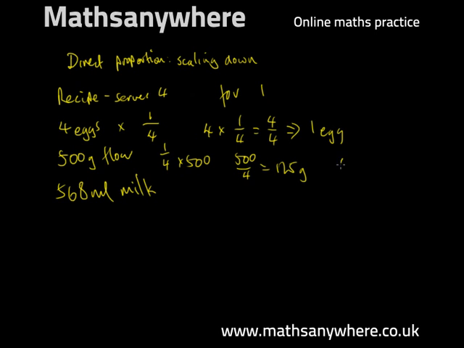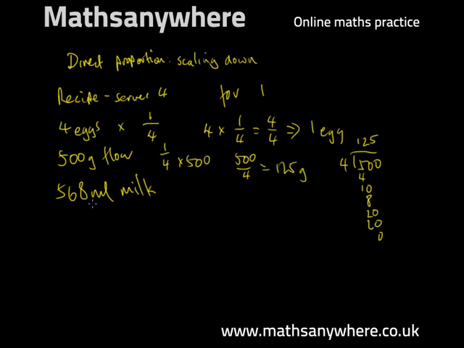If you want to do the division, that's fine. 4 into 500. 4 into 5 goes once. 5 minus 4 is 1. Bring down the 0. 4 into 10 goes twice, which is 8. 2 4s are 8. 10 minus 8 is 2. Bring down the 0. 4 into 20 goes 5 times exactly, which is 20. So no more work to do there, 125 grams.